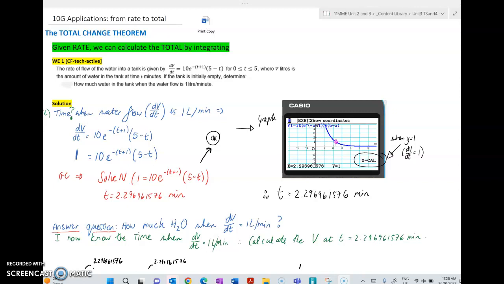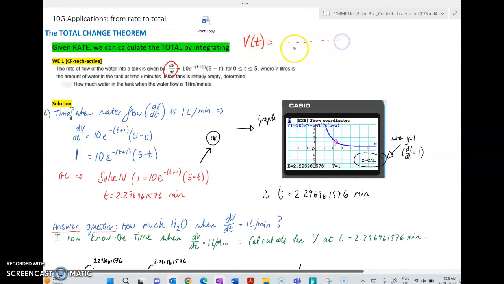The rate of flow of the water into a tank is given by this function. Now have a good look at this over here. It's dV over dt. So this was originally a function, V, in terms of t, where you could calculate the volume of the water at any time t. This has now been differentiated to dV on dt. So in other words, it gives you the rate of flow of the water, not the volume at a certain time, but the rate of flow of water.